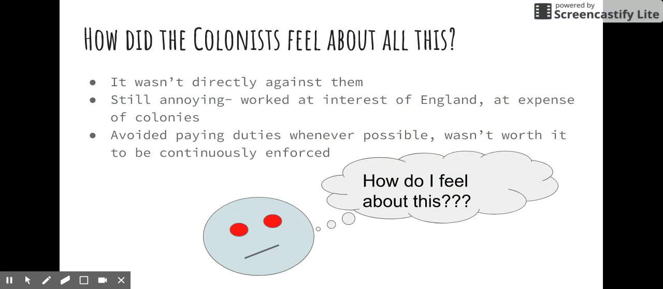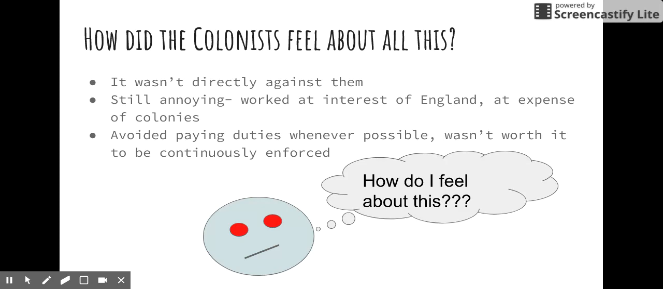So this is what you want to think about: how did the colonists feel about all this going on? Keep in mind, in theory, they had no real objection to the Navigation Acts. They weren't directed specifically against the colonies, but actually against Britain's competitors, namely the Dutch. So they weren't really considered taxation, they were more considered regulation. But they still found them irritating because in practice, these acts tended to work for the interests of England at the expense of the colonies. So they didn't really appreciate that.